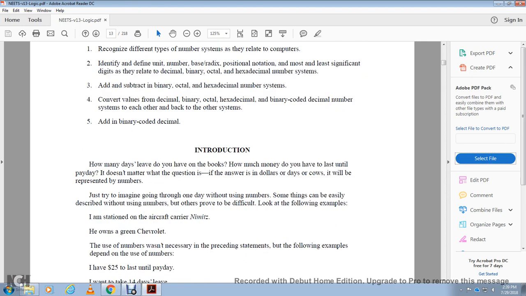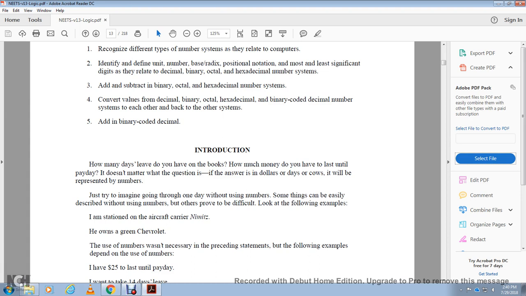Introduction. How many days of leave do you have on the books? How much money do you have left until payday? It doesn't matter what the question is. Any of dollars, days, or cows will be represented by numbers. Just try to imagine going through one day without using numbers. Some things can easily be described without numbers, but others prove to be difficult. Look at the following example.